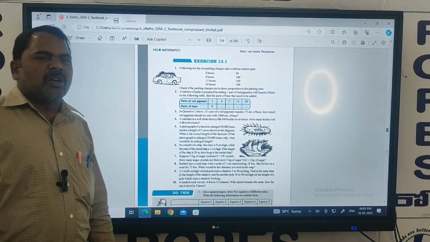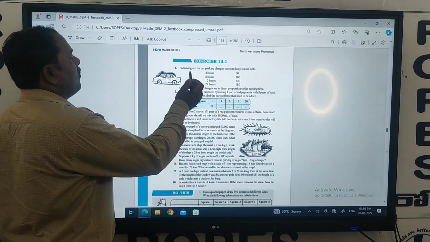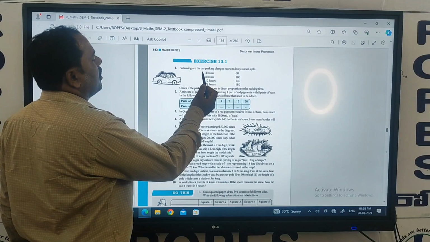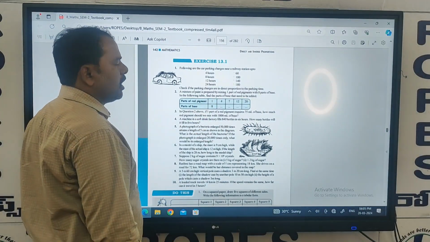Hi everyone, this is Sukumar from Ropes Organization. Today, in the 8th class, Direct and Inverse Proportion, Exercise 13.1, if we discuss this, first, in this one, the given is: following are the car parking charges near a railway station.